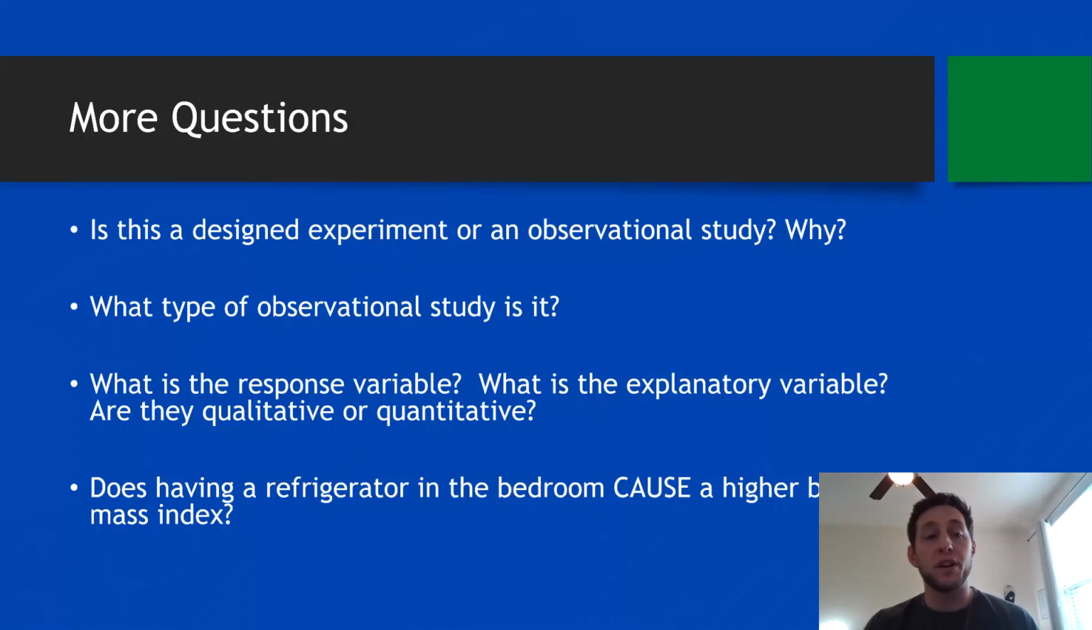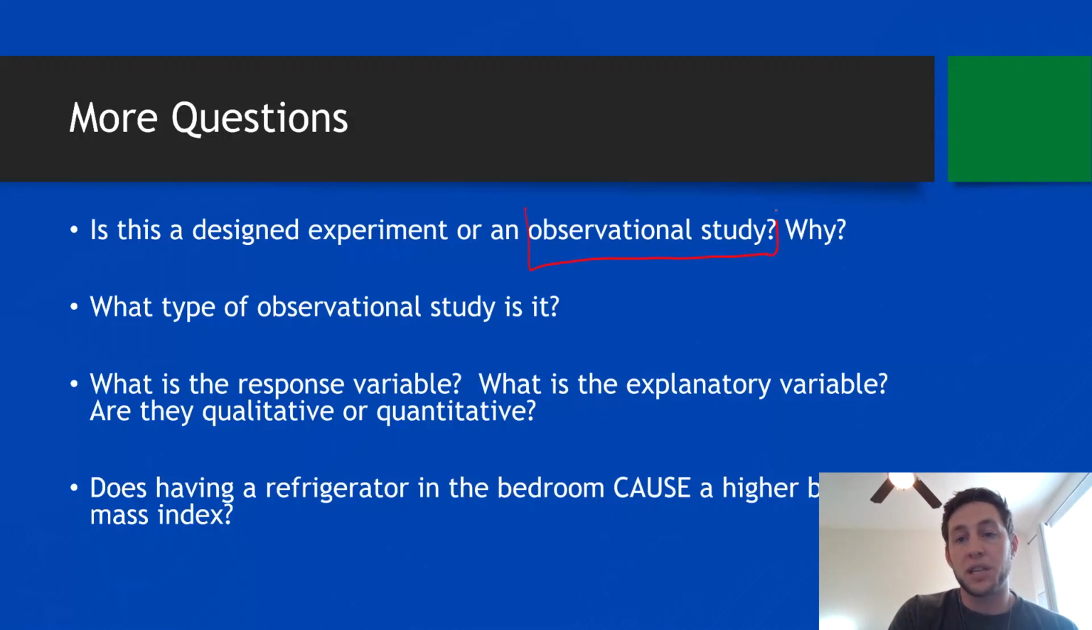First question, and feel free to pause and go back to that slide while you try to answer these. First question, is this a designed experiment or an observational study? Well, since I'm not influencing them, I'm not planting the fridge in their room, for instance, this would actually just be an observational study. We're just seeing what you are doing. We're not influencing you at all, and we're just gathering data very passively.